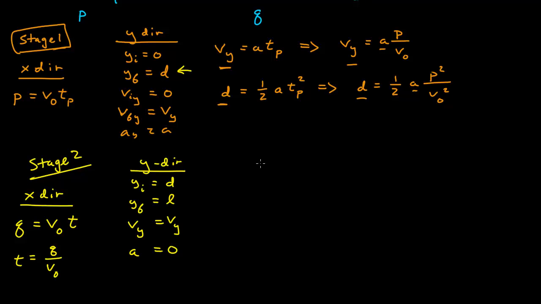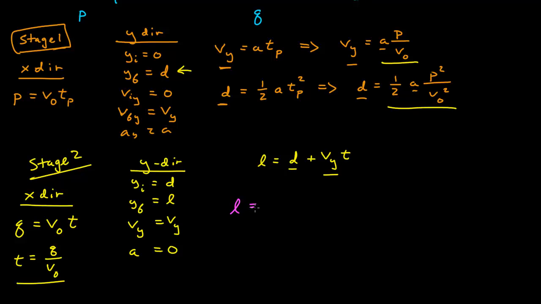Okay, so these expressions in the y dimension give us that the final y position is equal to the initial y position plus v sub y times t, where t is now q over v. V sub y is a times p over v naught, and d is equal to 1/2 a p squared over v naught squared. And that's everything. That's all the information I need. So I can substitute all of those terms in now.